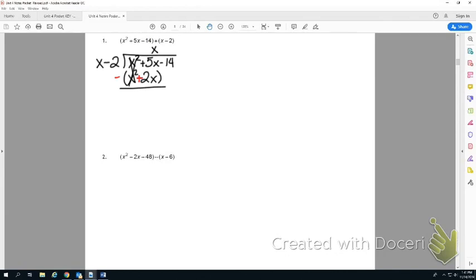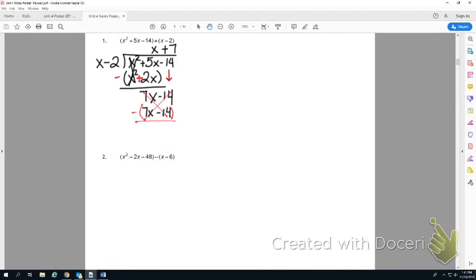After that, what do I need to do? Drop down my 14. After that, what by what? Okay, 7x divided by x gives me what? 7. After that, what do I need to do? 7 times x and 7 times negative 2. Awesome. So whenever I subtract those two, what's going to happen down there? They'll cancel. So my quotient is x plus 7.